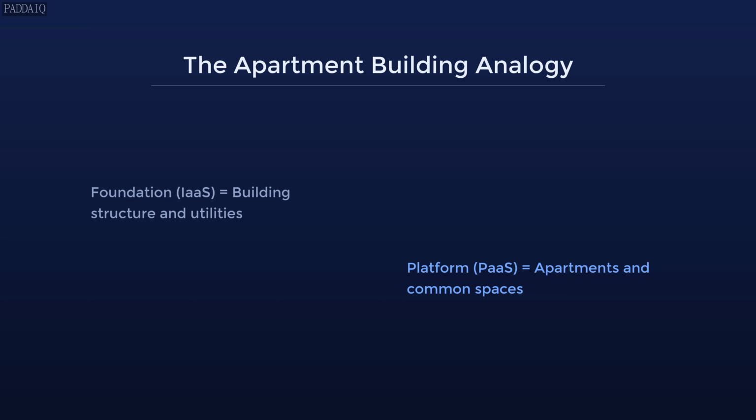Platform, PaaS, is equal to apartments and common spaces. This means SAP BTP provides the ready-to-use foundation and shared services, like security and databases, so you can focus on building and running your applications without managing the underlying infrastructure. For example, you deploy your app, and BTP handles the servers and scaling automatically. This shared environment makes development faster and more efficient.